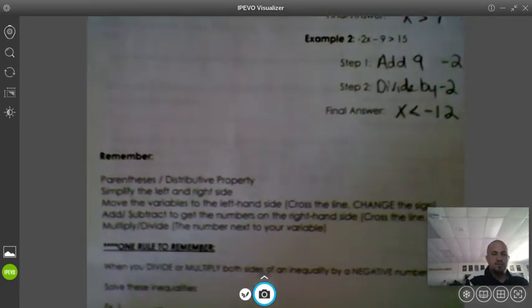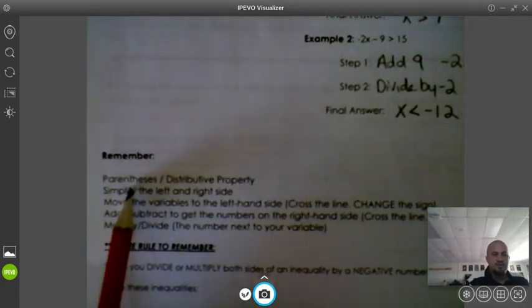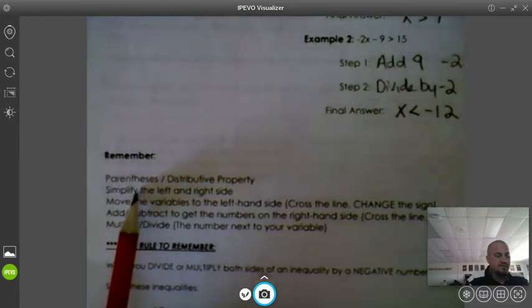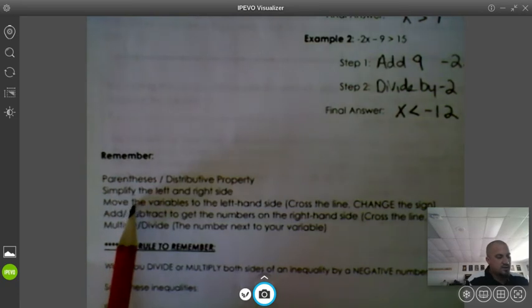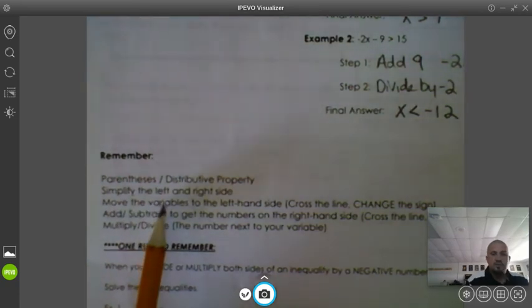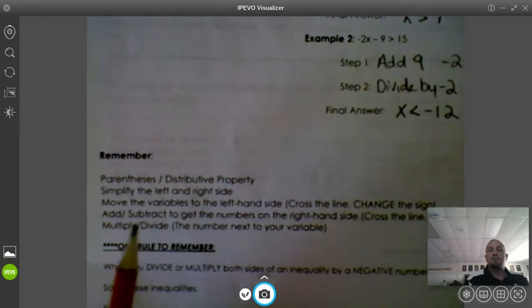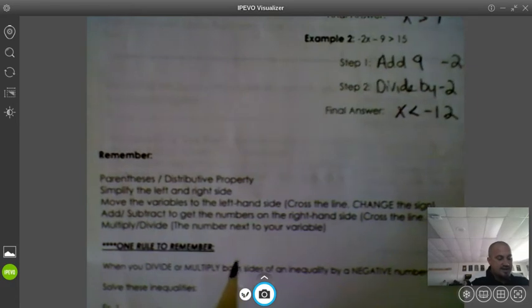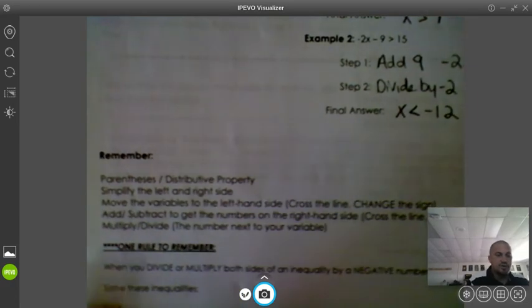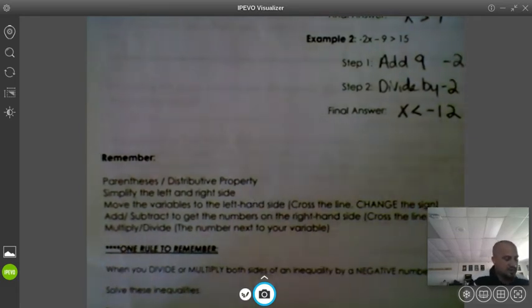Things you want to remember: parentheses and the distributive property. You want to remember to simplify the left and the right side of the inequalities. You want to remember to move the variables to the left side. That means move the x's over to the left, move your numbers over to the right. You want to add and subtract to get your numbers there in order. And then at the end, you want to multiply or divide. So if you have a number right beside x, you want to divide by that number to solve.